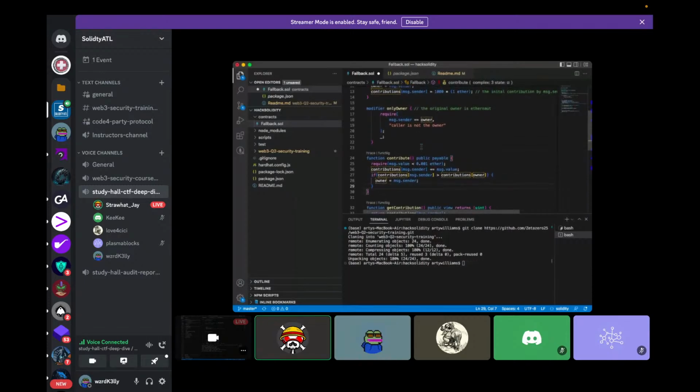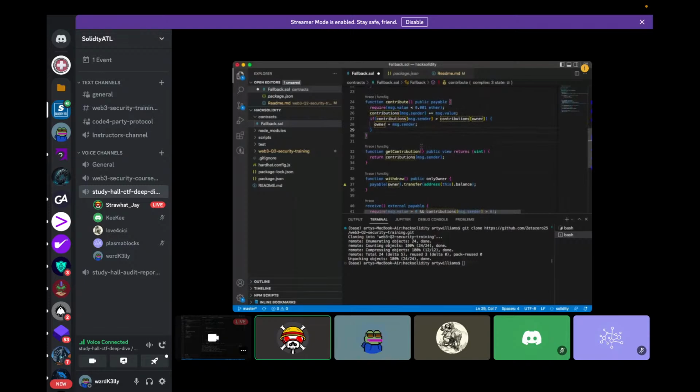All right. So now this is the get contribution function. Function get contribution. It's public. It's viewable by the entire chain. It returns an integer, or uint. And it returns contributions of message.sender. So this function basically will let you know how much the person contributed.